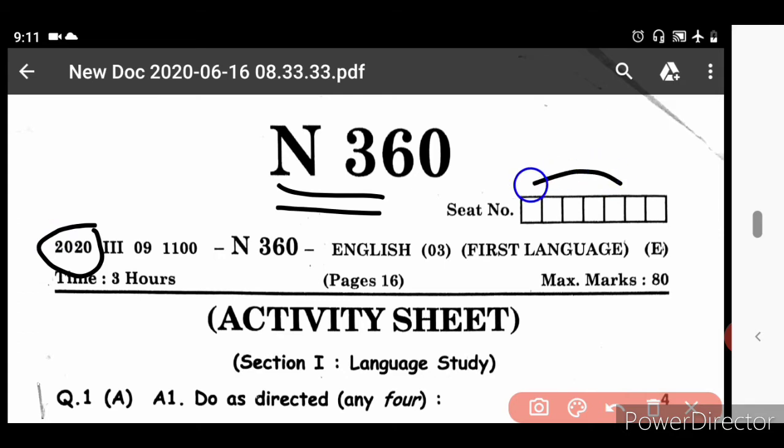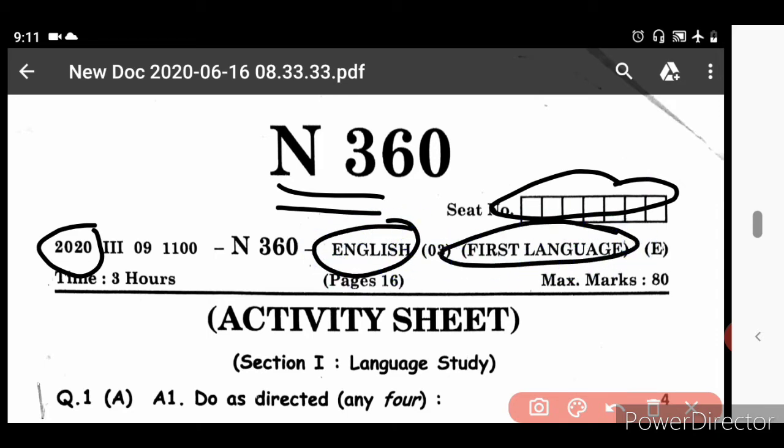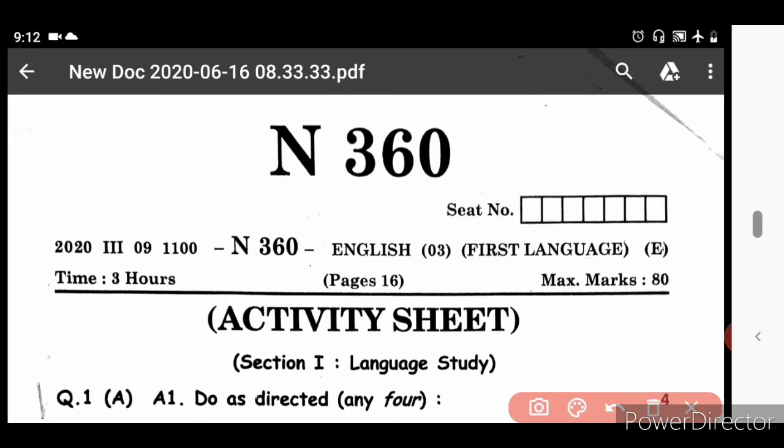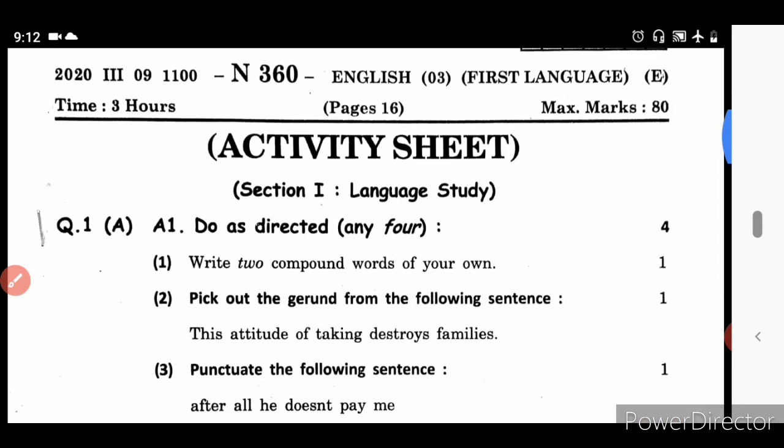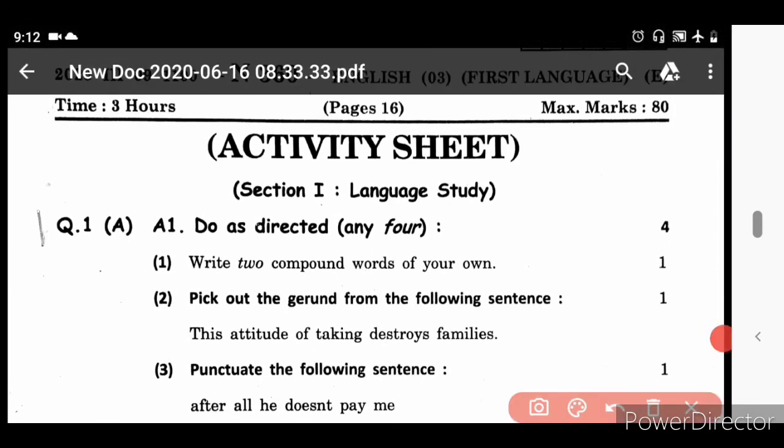We have to write here the seat number and English. This is for our first language. We learn English as a first language, and this paper is for 80 marks, and the time is 3 hours. Our question paper is now called an activity sheet. Let us start. Section 1 is about language study. Let us see the first question.